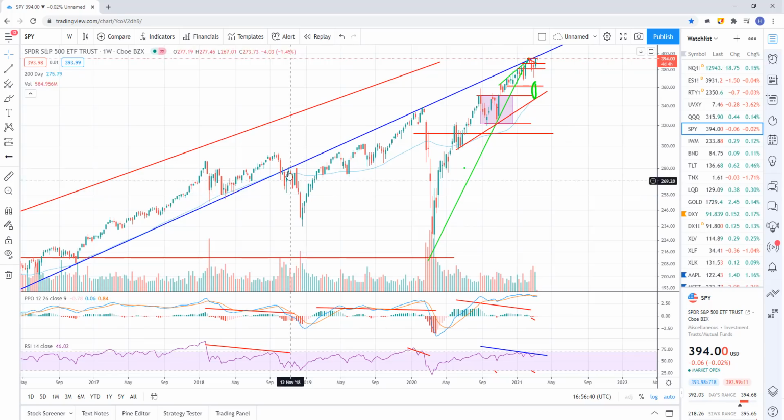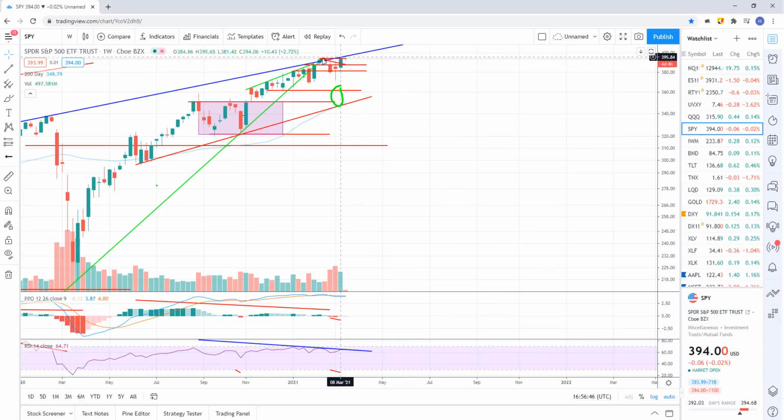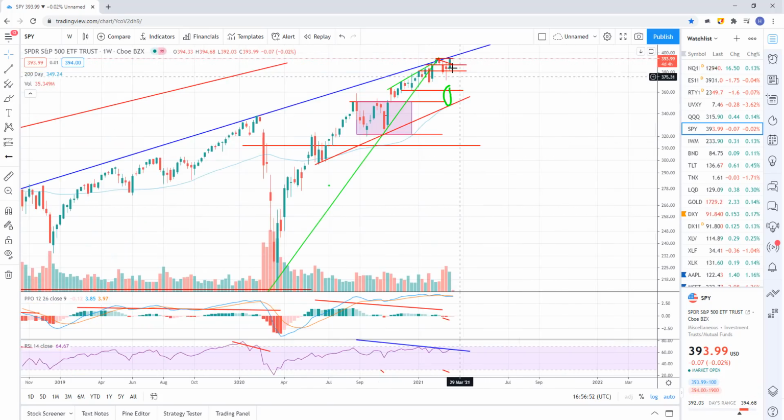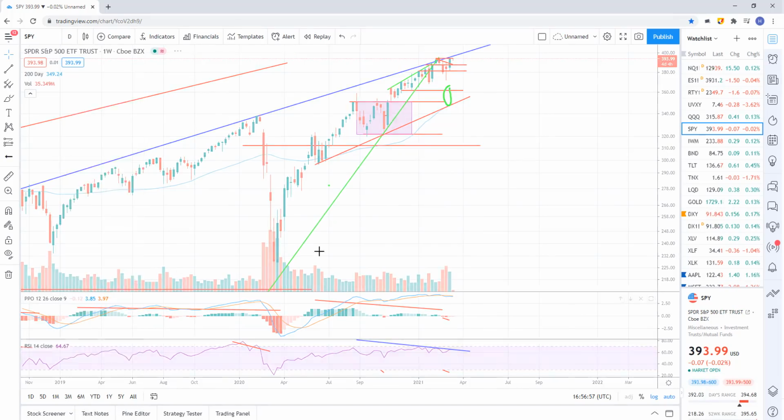This is the bigger picture. We broke support in 2018. Backtest in late 2020, then you get the COVID drop, and then you can see we're just backtesting again. So we have not recovered that broken support. We're at major resistance. I think it's likely we're going to head lower given the nature of the negative divergences.